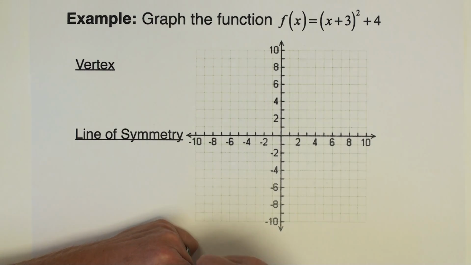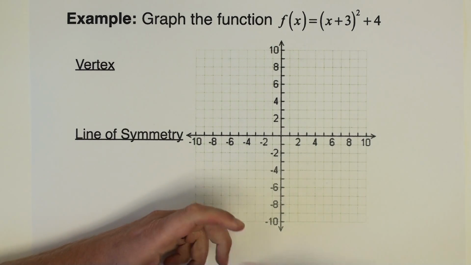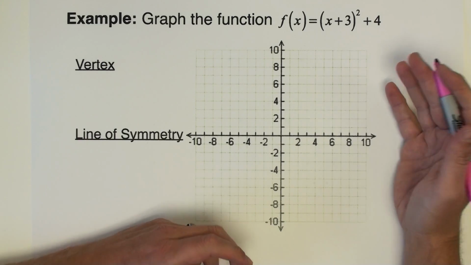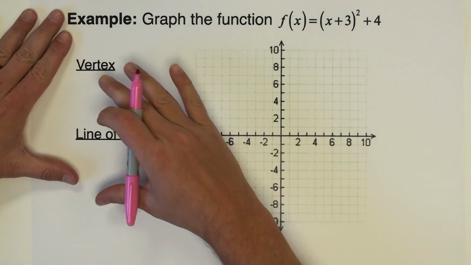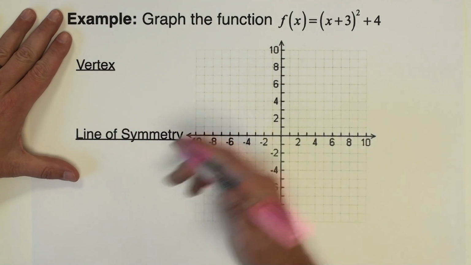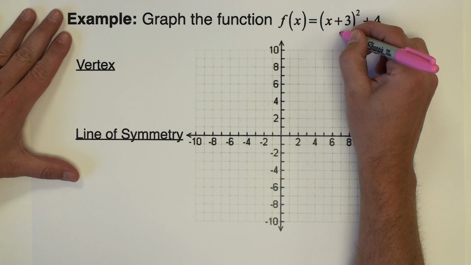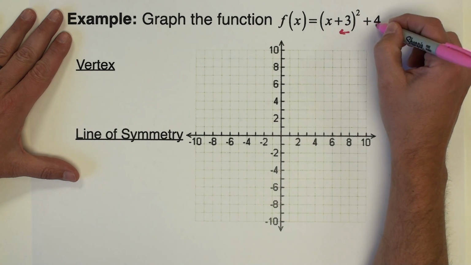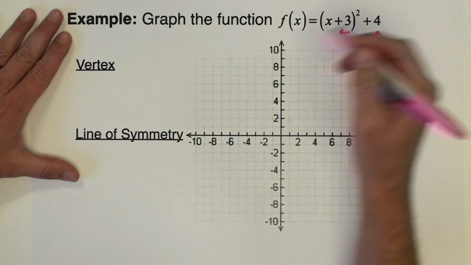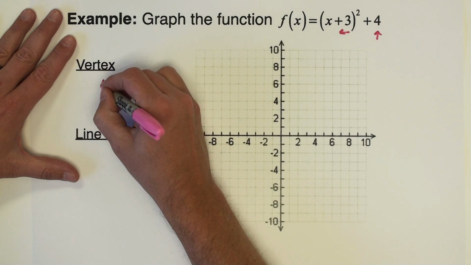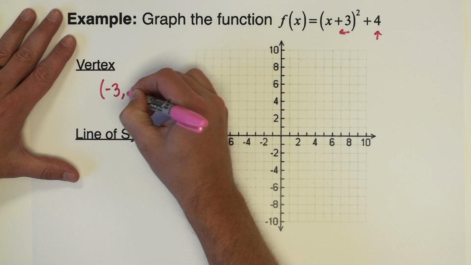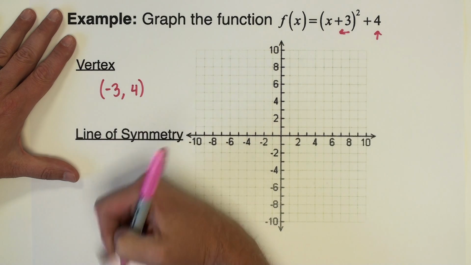All right, we are graphing on this slide f of x equals quantity x plus 3 squared plus 4. First thing I'm going to do is move the vertex off the origin. And I went ahead and set up a spot here. Let's just go ahead and write that out. So this +3 is going to move left 3. This +4 is going to move up 4. So my vertex is going to go to the point -3, 4.